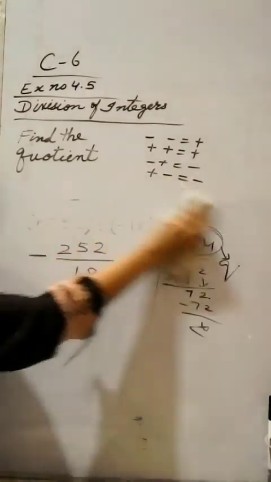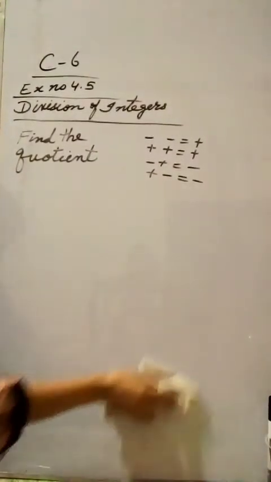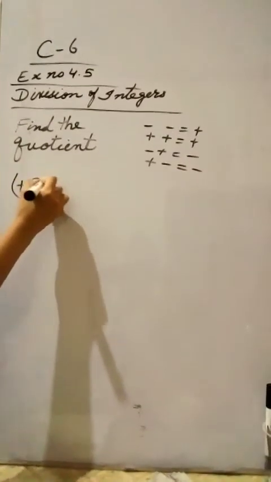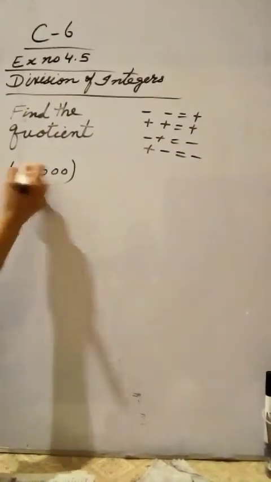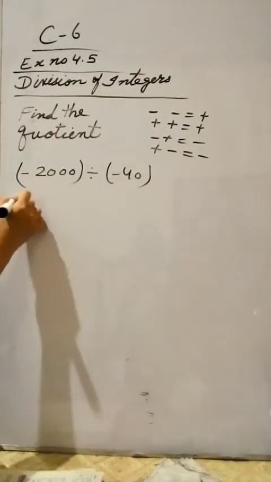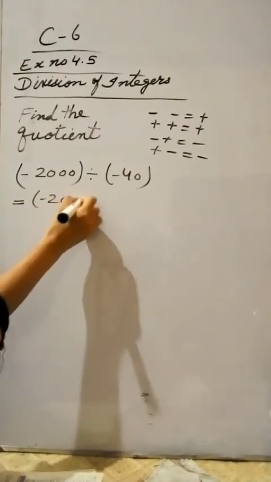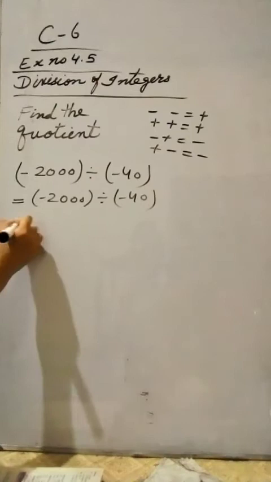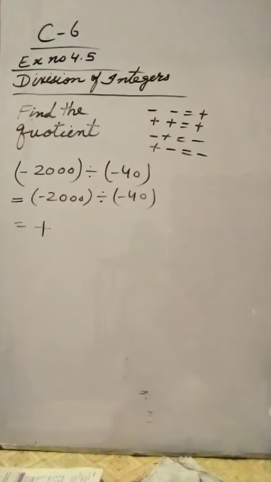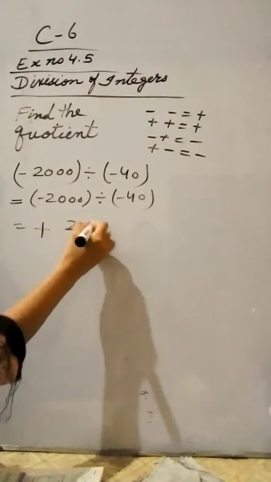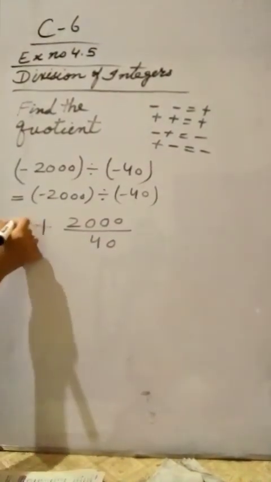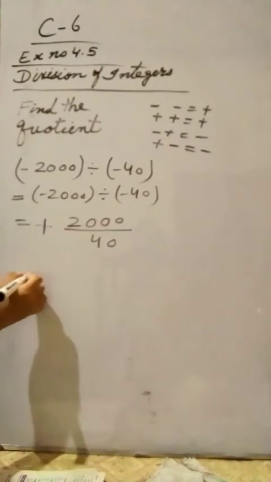Now I am solving the next question. And the next question is minus 2000 divided by minus 40. When the question is find the quotient, first of all write your question again. Solve the sign first. Minus minus, plus. We need a single sign with the answer. And write your values in the fractional form. Write your sign and equality sign in front of your fractional line. Now we need to solve it.